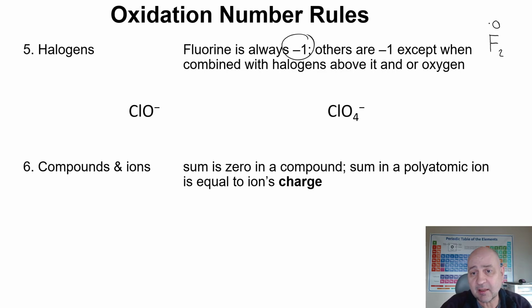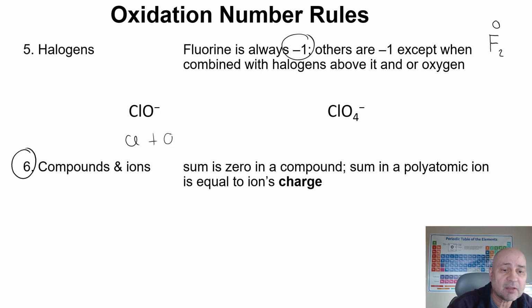Before we can answer that and determine what it is, we have to look at rule 6, which states that the sum of all of the individual atoms has to add up to the overall charge of a neutral compound, which is 0, or a polyatomic ion, which is -1. So in the above example here, the hypochlorite, the charge of chlorine plus the charge of oxygen has to be equal to -1. And if the overall charge is -1 and oxygen is -2, then chlorine has to be +1, because +1 minus 2 equals -1.